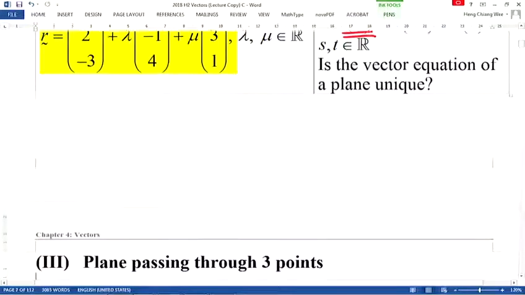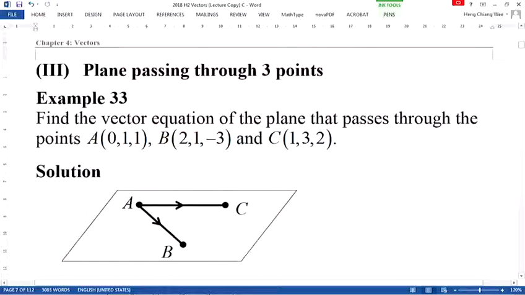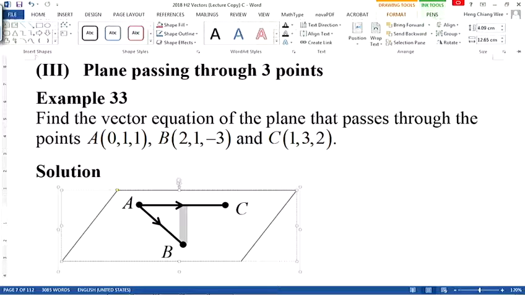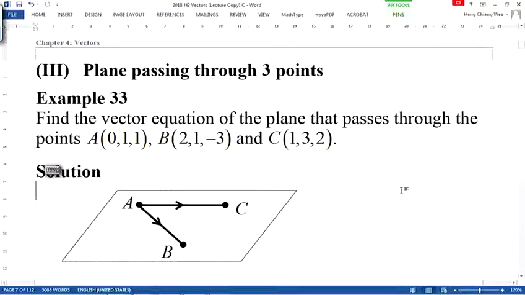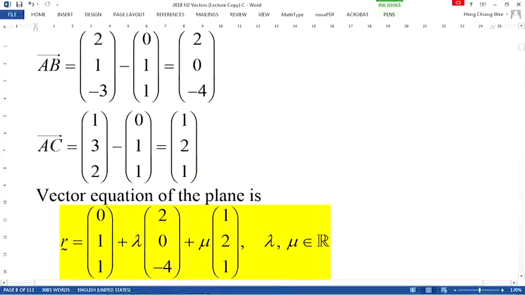Next, when the plane passes through three points, it is very simple. You can choose AB as one direction vector, and AC is another direction vector. Of course, I can also use BC, it's fine. So in this case, let's just use AB and AC. So the vector equation is just OA plus lambda AB plus mu AC.